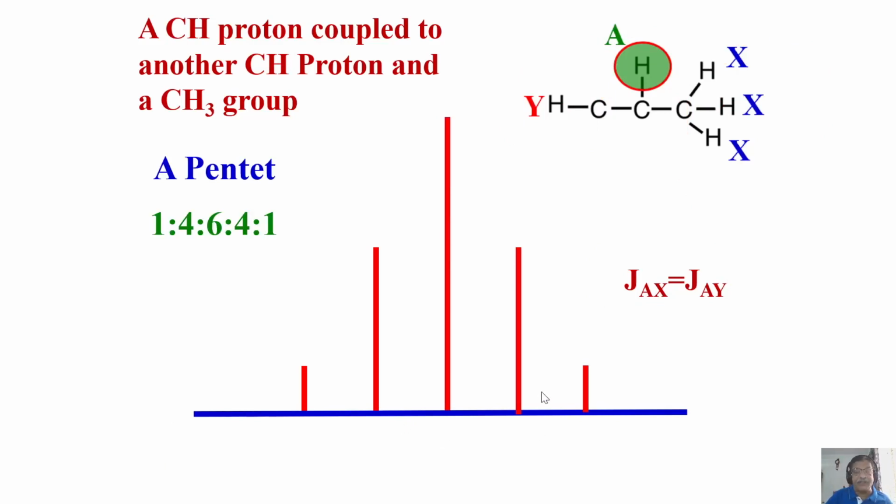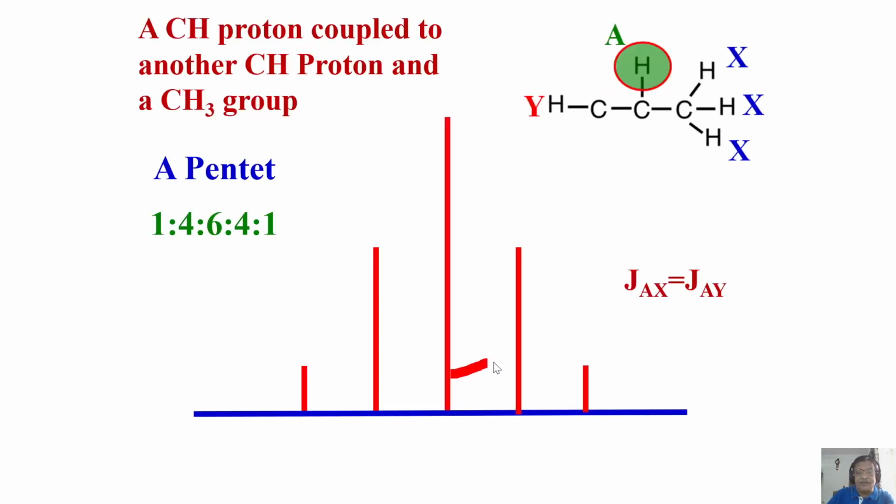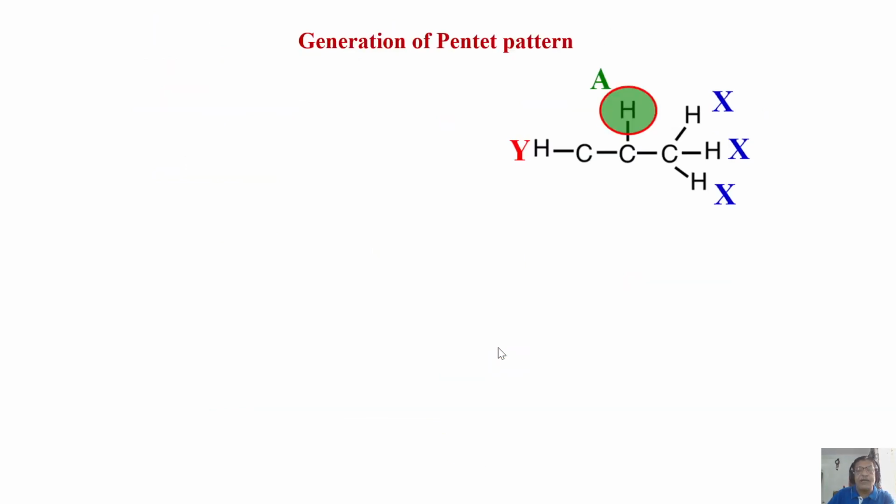What is the intensity pattern for this? 1:4:6:4:1. Interesting. How do I know this intensity is 1:4:6:4:1? We have to understand this. Let us generate the intensity pattern. Again, of course, I don't have to repeat again and again: the center of the peak gives you chemical shift, and the separation of adjacent peaks will give you J coupling. Now, we'll generate the pentet pattern for you. How do you get 1:4:6:4:1 intensity? Very interesting. Let us see.